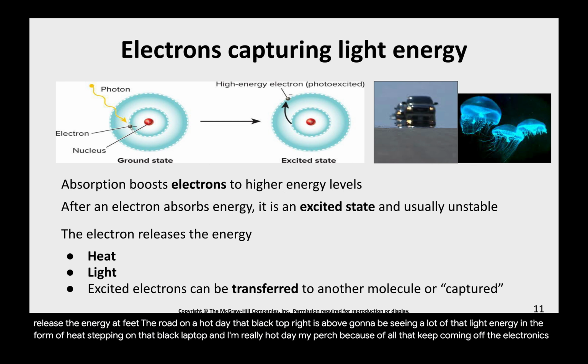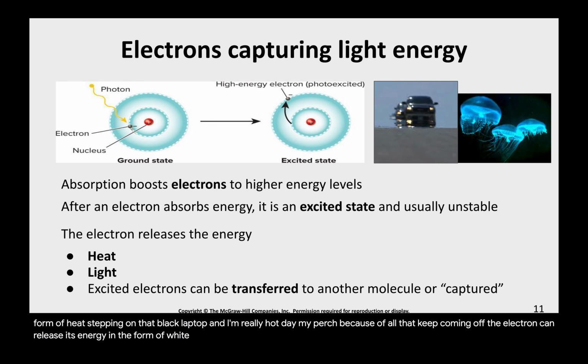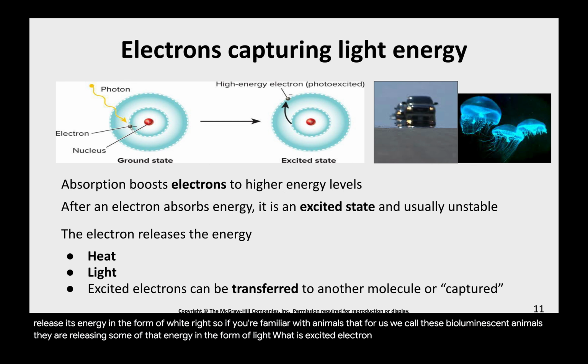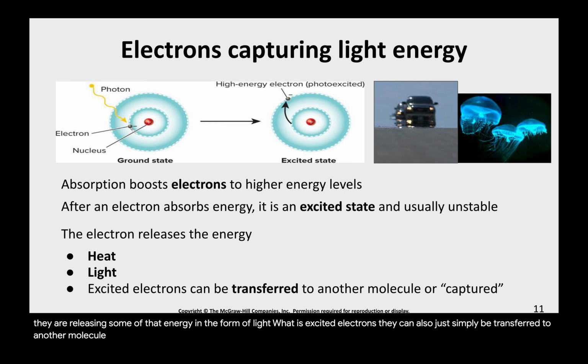The electron can release its energy in the form of light. If you're familiar with animals that fluoresce, we call these bioluminescent animals, they are releasing some of that energy in the form of light. But these excited electrons can also simply be transferred to another molecule. And that is what is happening in photosynthesis. We are transferring that electron to an entirely different molecule.